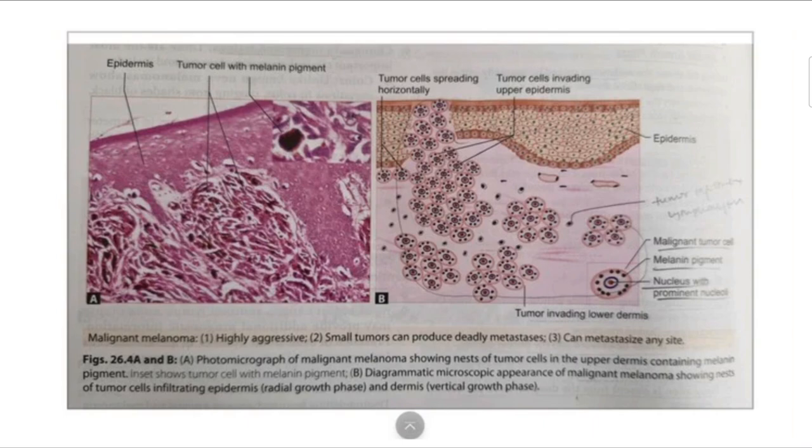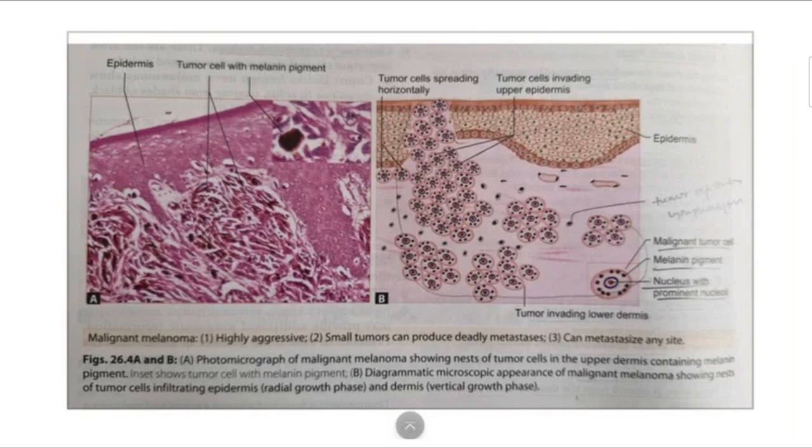And there is ulceration. The overlying epidermis may be ulcerated, which is associated with poor prognosis. Lymphovascular invasion: tumor cells may be seen invading lymphatic or blood vessels, indicating metastatic potential.